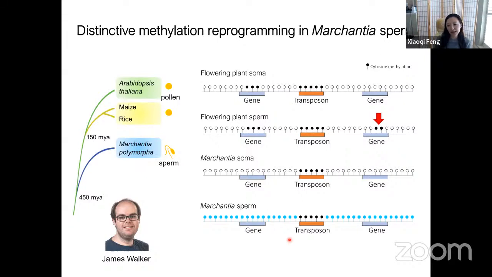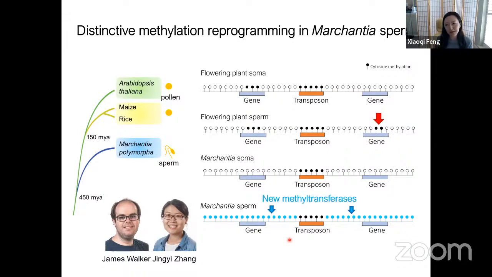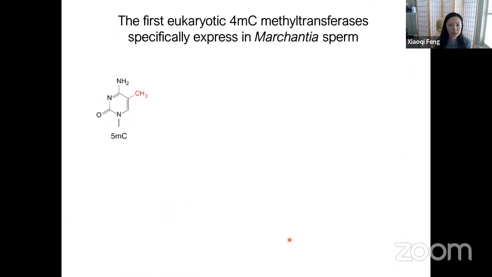To understand what is driving this whole genome methylation, a postdoc, Jingyi Zhang, obtained a map of methylome and transcriptome throughout different stages of male development. Through this, she observed that this methylation really only comes about at the very last stage of sperm maturation, when two new methyltransferases are specifically transcribed.